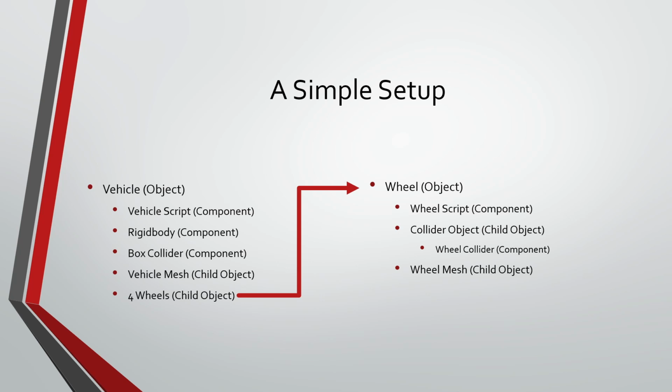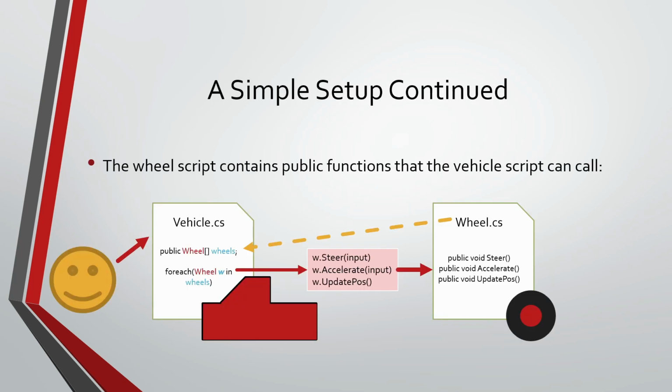The wheel is an object that consists of a wheel script as a component, a collider object, which is just a child object, and then on that collider object is the wheel collider component. So the component is attached to the child, and then there's a wheel mesh, which is a child object of the wheel. So let's jump into how this simple setup works in a diagram. The wheel script contains public functions that the vehicle script can call.